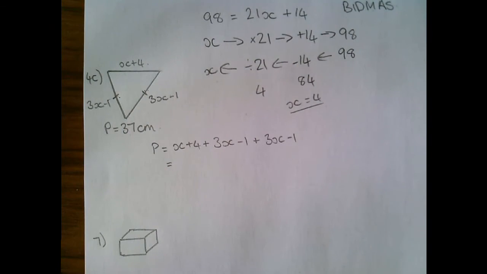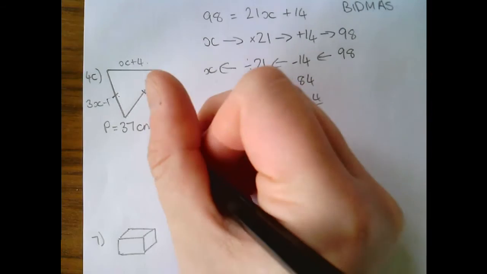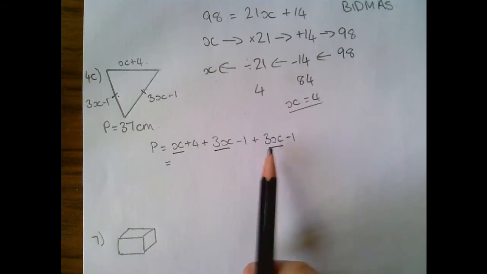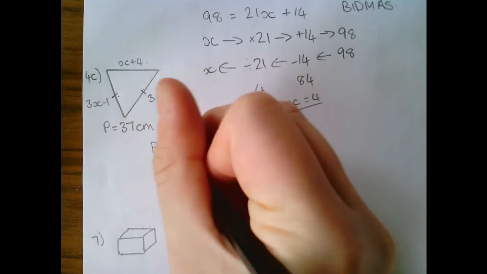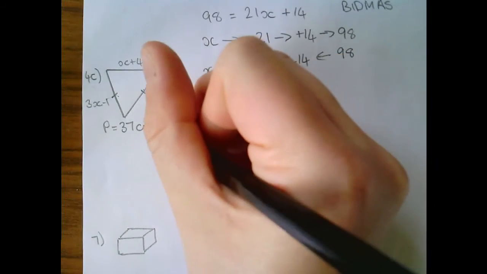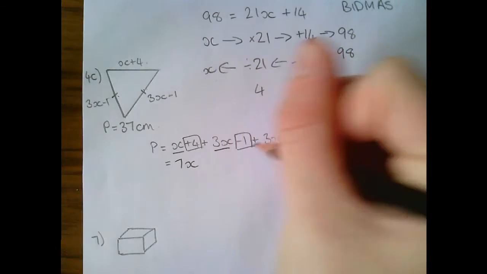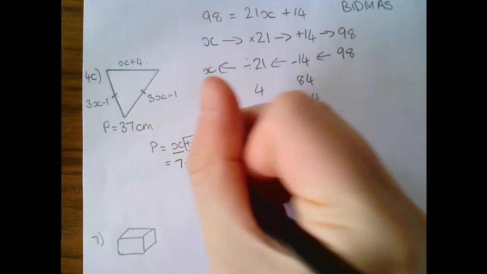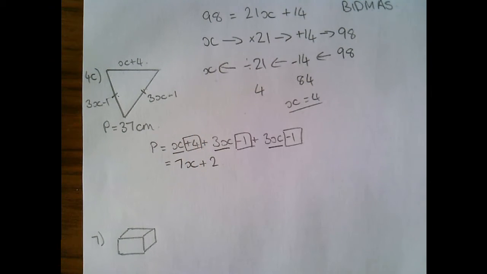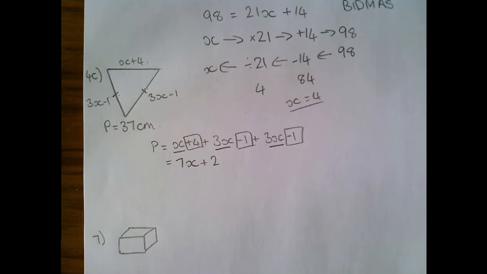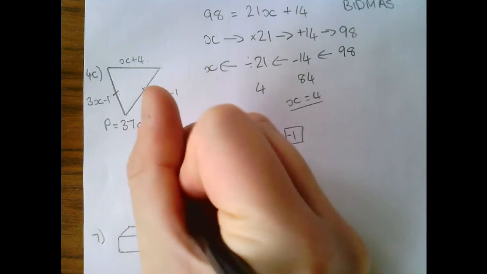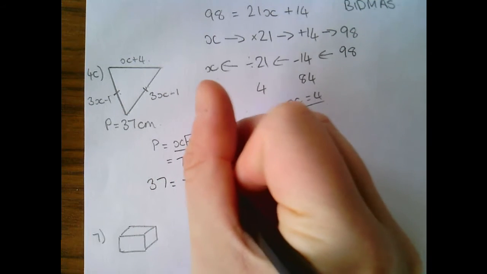Now we need to recognise that we can collect our like terms. We have x terms, so 1 lot of x plus 3 lots of x plus 3 lots of x is 7 lots of x. And then we have our units: 4 subtract 1 subtract 1, which works like normal, and that is 2. If we start with 4 and take away 1 and take away 1, we end up with 2. From there, you know that your perimeter is 37, so we have 37 is equal to 7x plus 2.